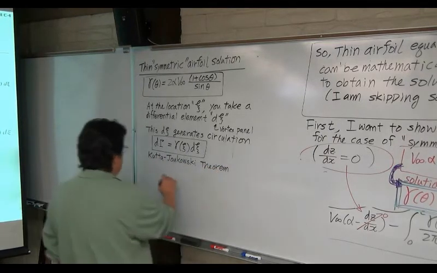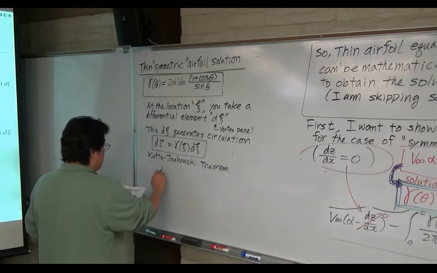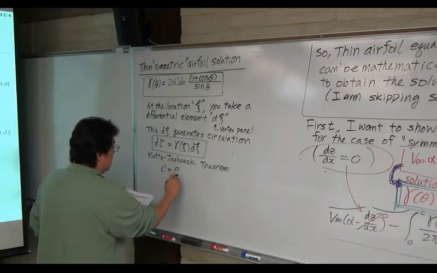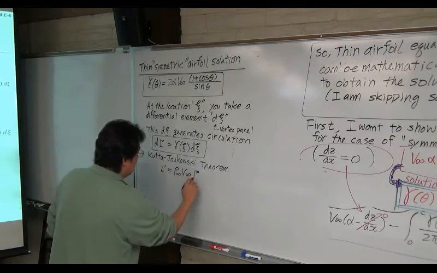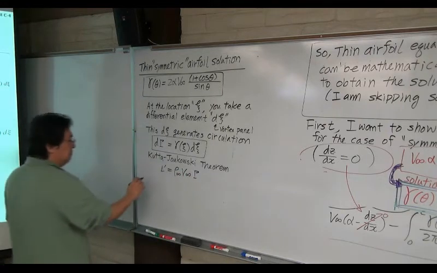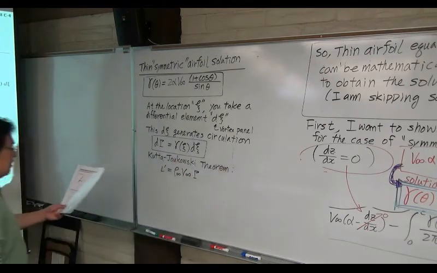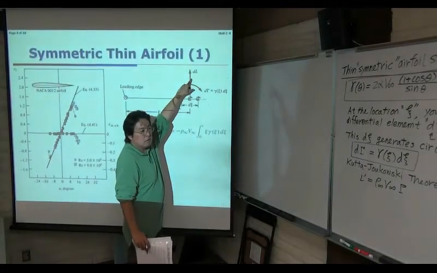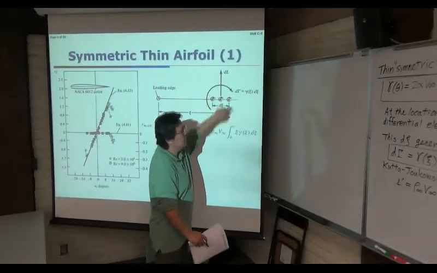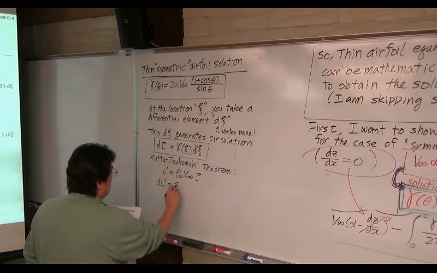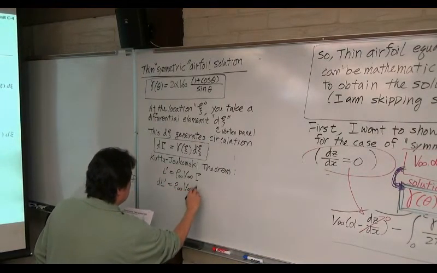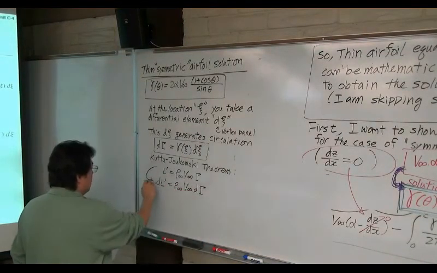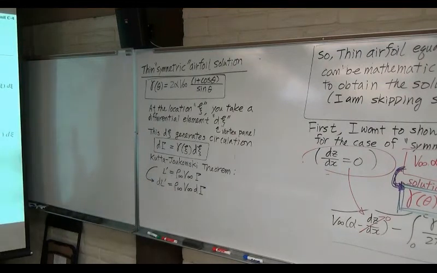Kutta-Joukowski's theorem says lift per unit span is rho b gamma, isn't it? Okay. So what is the small tiny dl generated by the small tiny d gamma? dl prime is rho b d gamma. Okay. So let's think another thing.